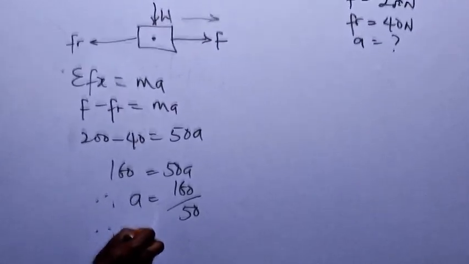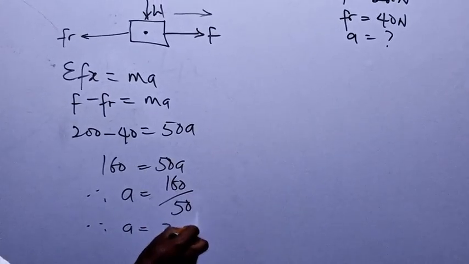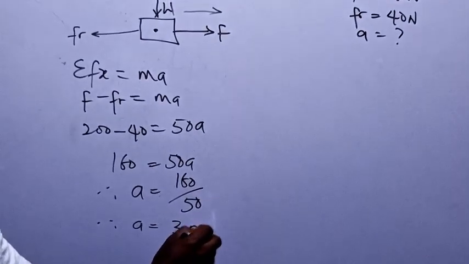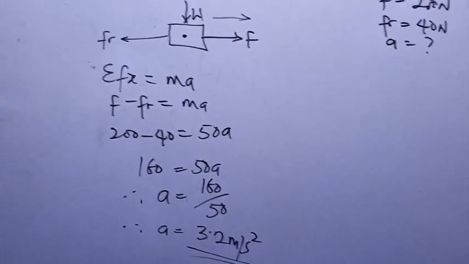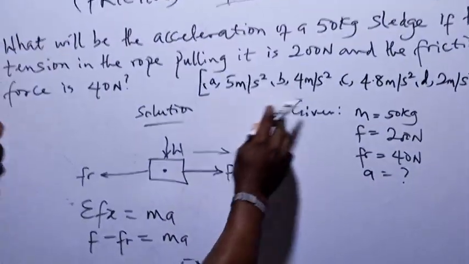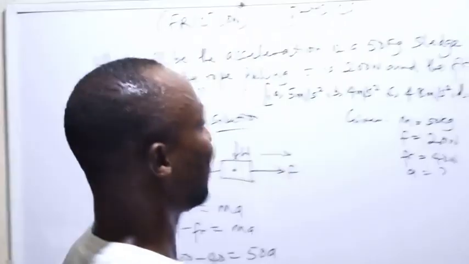And 160 divided by 50 will be nothing but 3.2 meter per second square. As simple as that. Therefore, from our options here, E is the right option. Just as simple as this.